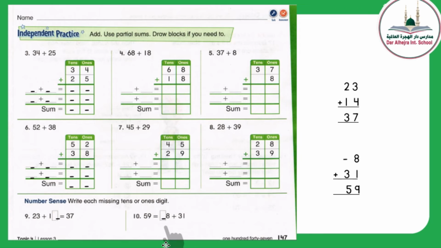Now here again we have got a sum 59, which is the sum of something 8 plus 31. So I can write it here like this. 59 is the sum, and here we have got something in the tens place, and in the ones place we have got 8. Then we have to add 31. Let's see what we can write in the missing place. So 8 and 1 equals 9. Something plus 3 equals 5. So that something could be 2.